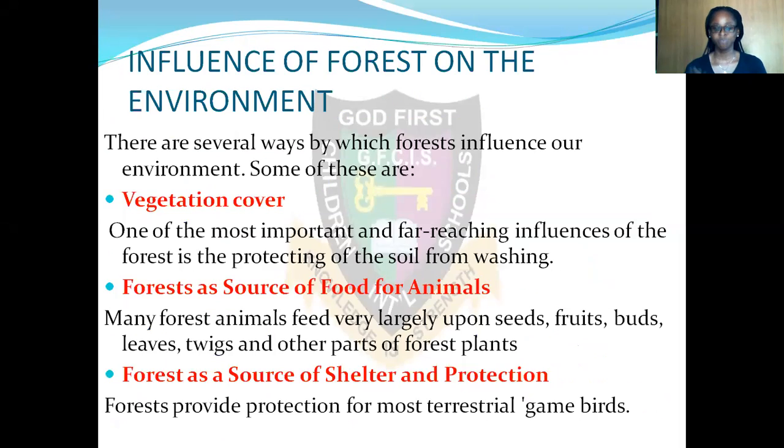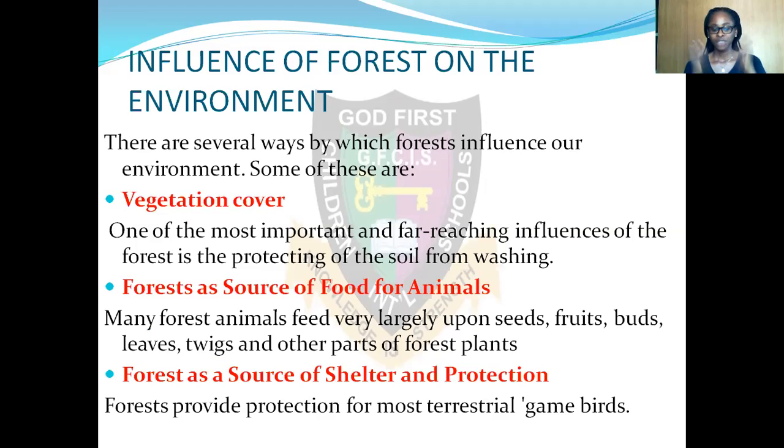Let's move ahead. The influence of forest on the environment. There are different ways by which forest influence our environment, but we're discussing these today. We have the vegetation cover. Forests serve as a vegetation cover to the soil. One of the most important influences of the forest is protecting the soil from washing away during heavy rainfall. So it serves as vegetation cover.